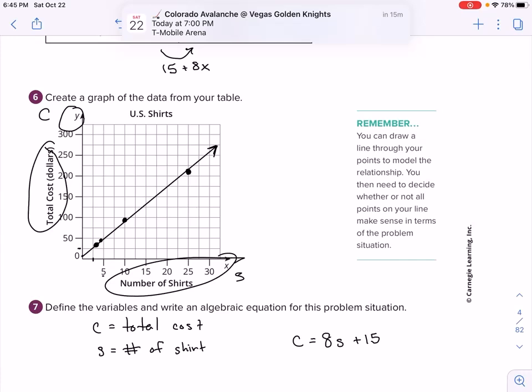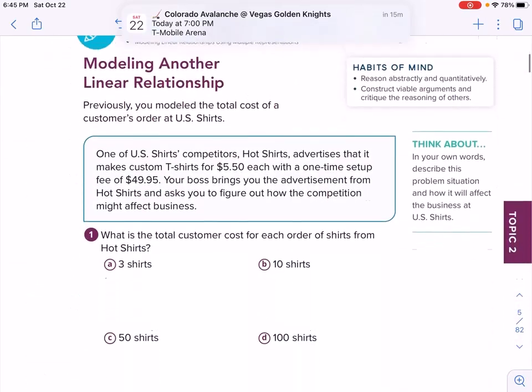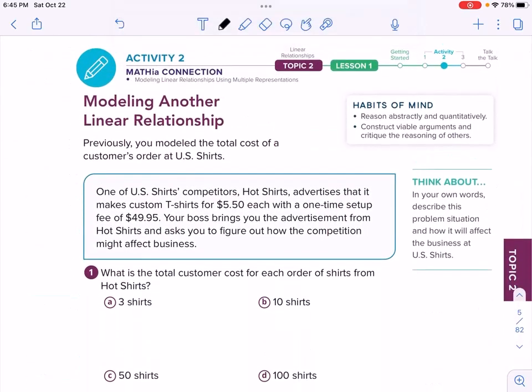This should help us for the other problems that we go through, but let's go to activity 2 and finish that one up. Okay, activity 2, modeling another linear relationship. What we have here is a similar context, but we have a different store. It says one of U.S. Shirts' competitors, instead of U.S. Shirts, it's called Hot Shirts, advertises that it makes custom shirts for $5.50 each, with a one-time setup fee of $49.95.